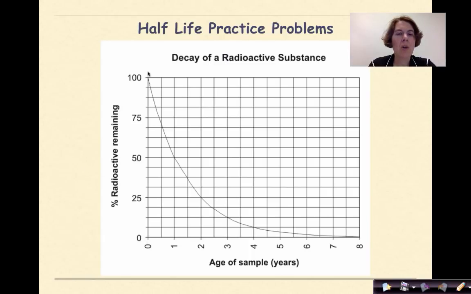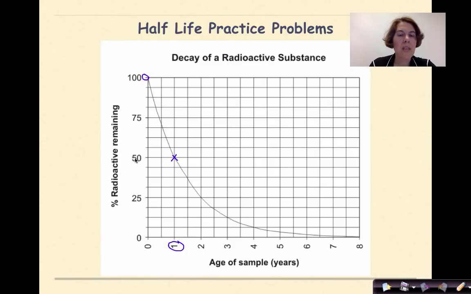So at time 0, we have 100% of the particles being radioactive. To figure out the half-life here, what we're going to do is basically take the 100 and divide it in half. So we're going to go from 100 to 50. Once we get to 50, we're going to go across until we see where this intersects the line, and it intersects the line right here. So it's basically saying going from 100 to 50 takes about 1 year, but we want to check ourselves.